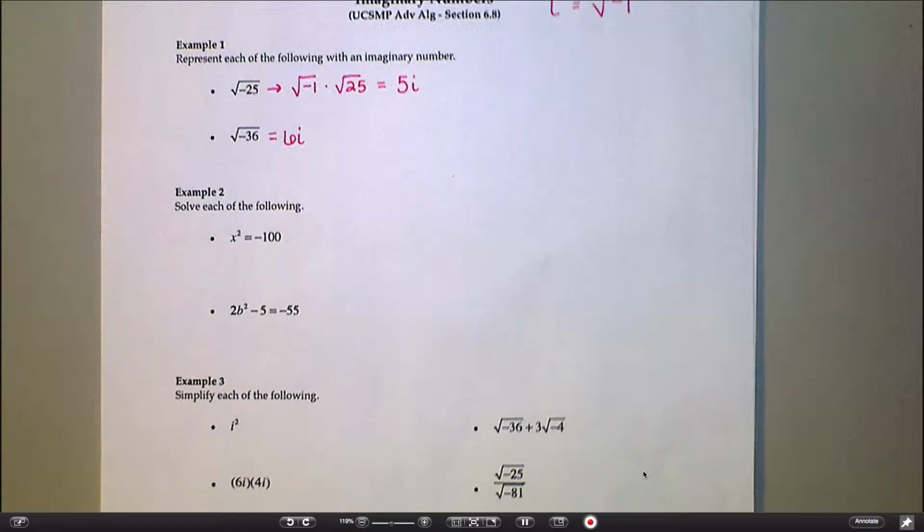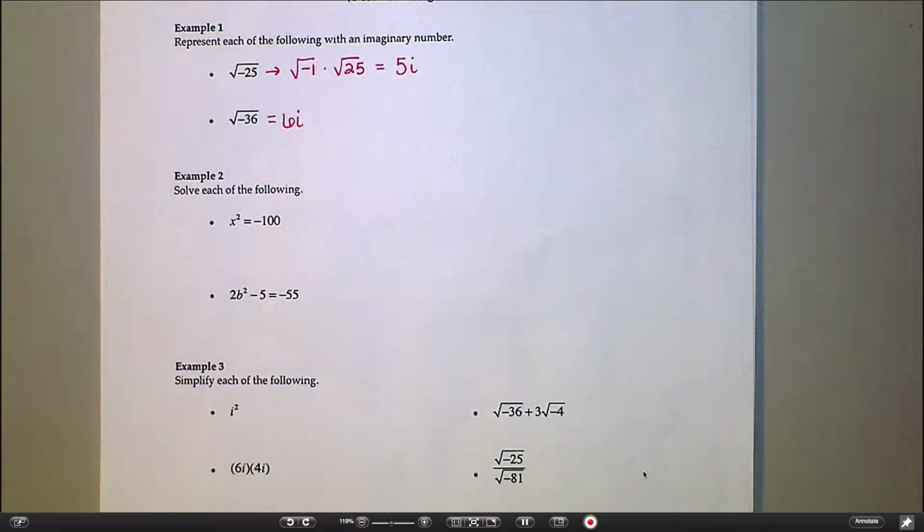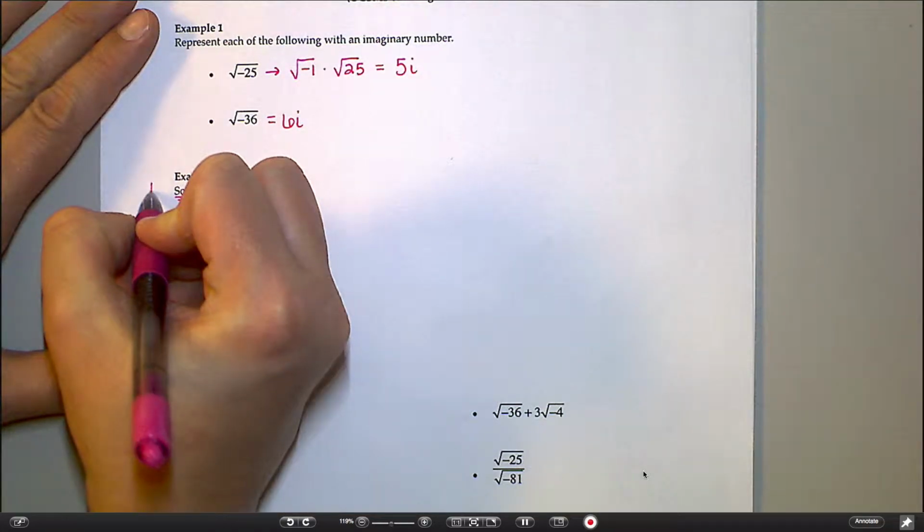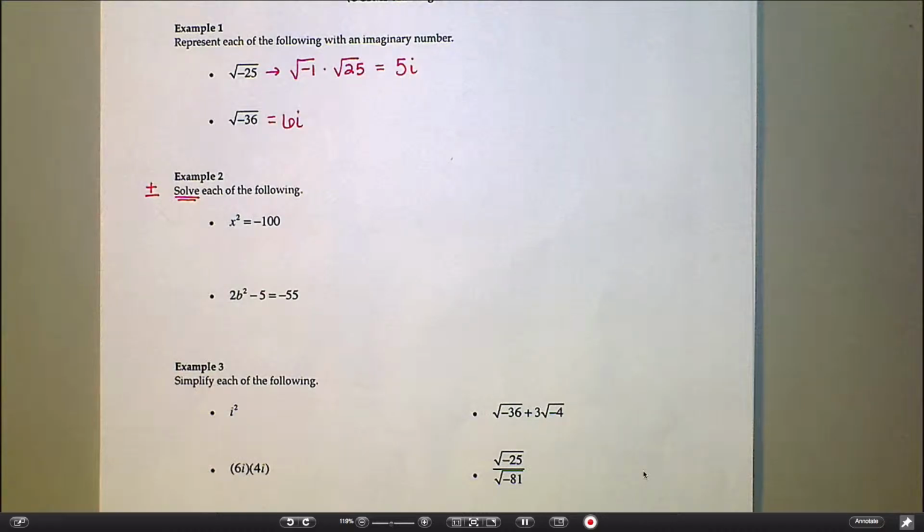So, example 2 is where we're solving. And you might just want to make a note. When you're solving, that's where we have to worry about using the plus or minus. Okay? So notice up above when I did the square root of negative 25, I didn't worry about positive or negative 5. I just said 5. When you're solving, that's when you have to say, oh, it could be a positive number or it could be a negative number. And a negative number is different than an imaginary number. An imaginary number is a square root of a negative number, but you can still have that come out to be negative. So how would you solve that first one?